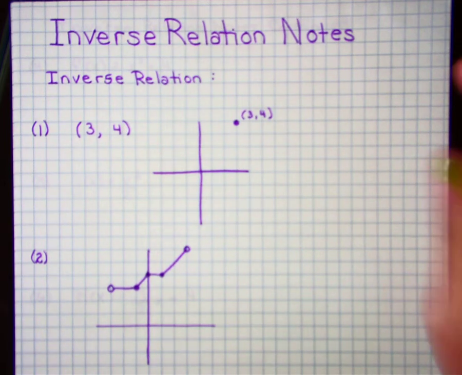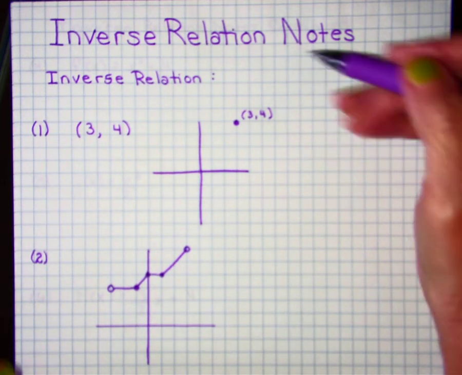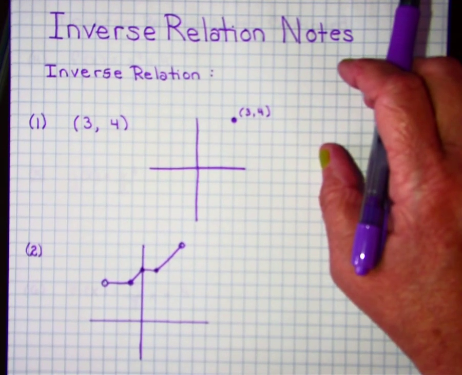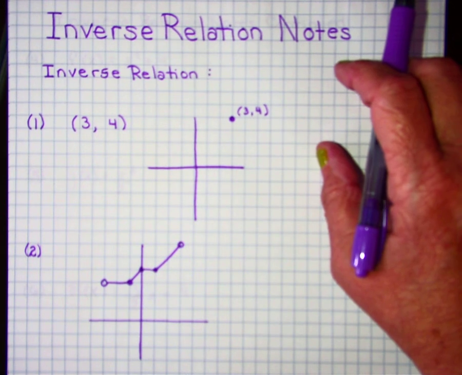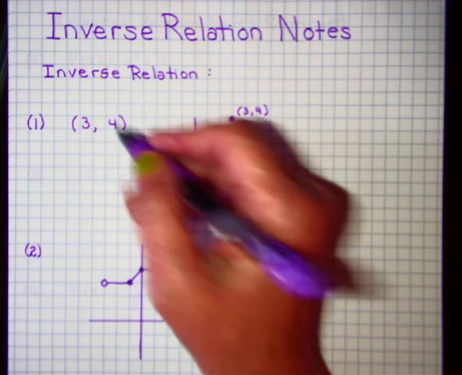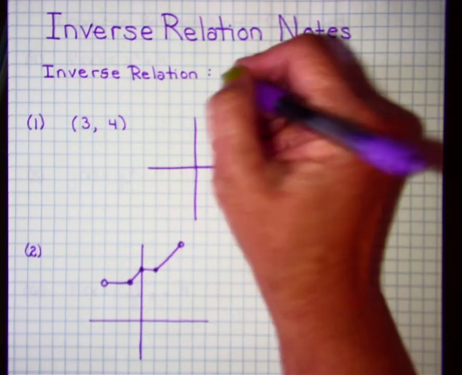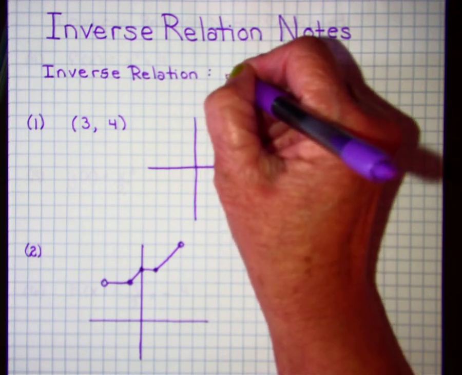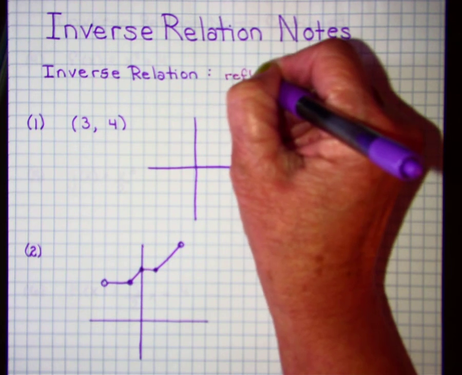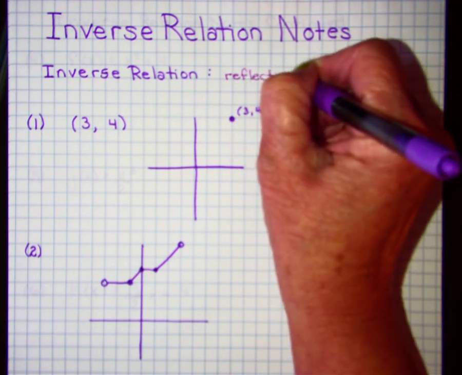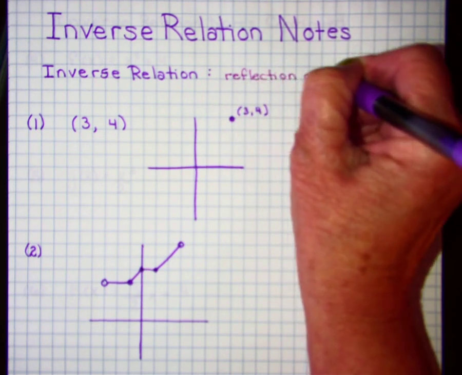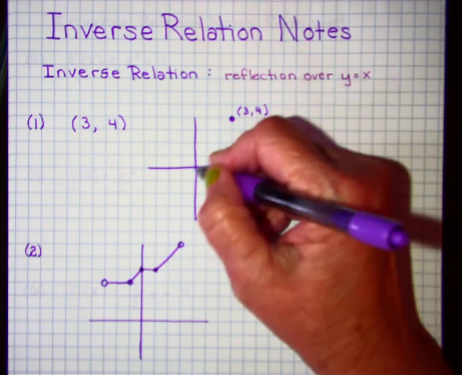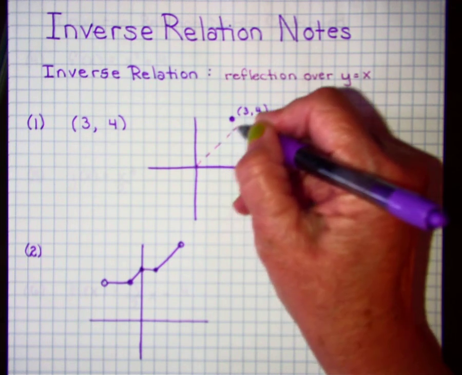Okay, the last area that I have for Reteach is inverse relations. And so these are our notes on that. When you think of an inverse, an inverse relation is a reflection over the line y equals x. And if you think about that, that's this line right here.